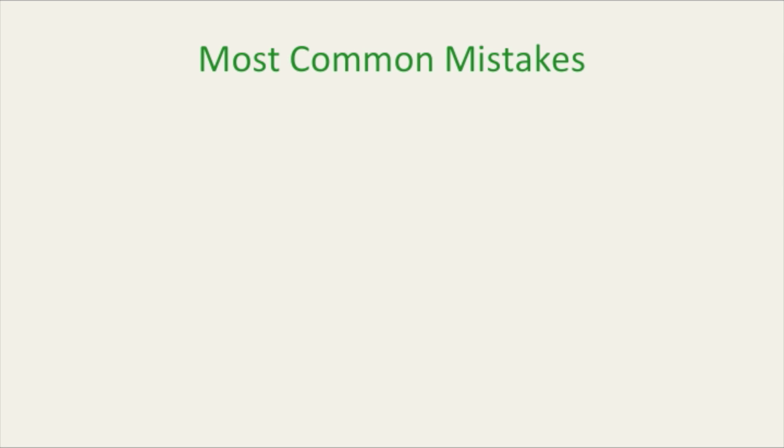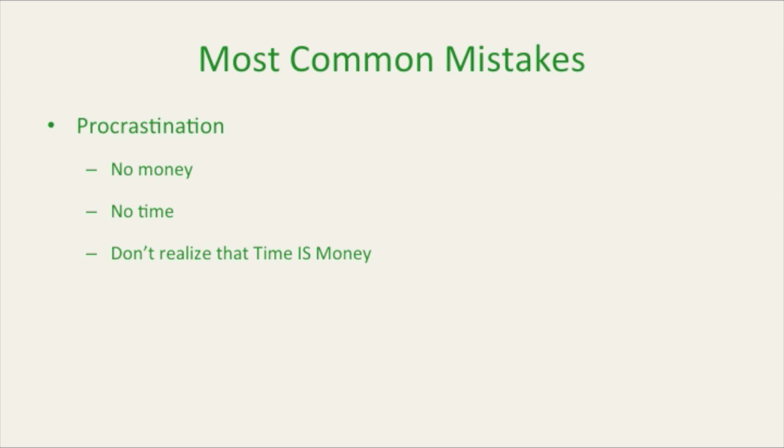Now, what are the most common mistakes when people start investing in the market? Well, the number one is procrastination. And this may be a mistake in your life in general, in school, in business, or whatever, but it's a very big mistake when it comes to investing. And here's what people say: I'm not investing right now because I don't have any money. Or I'm not investing right now because I don't have the time to do so. I'm so busy at work that I don't have time to invest my money. But what people don't realize is that time is money.